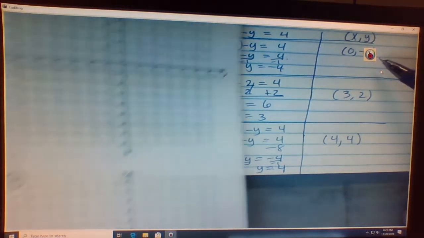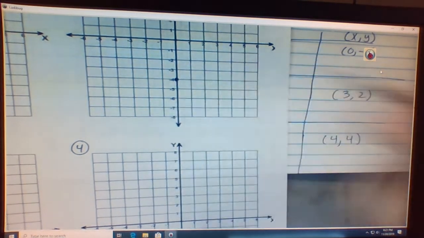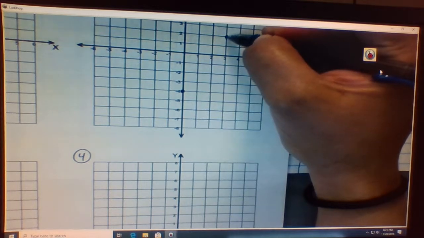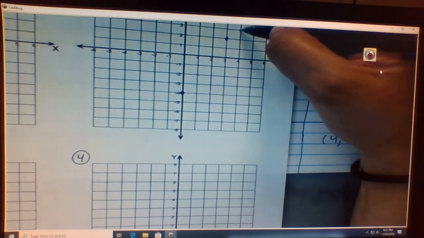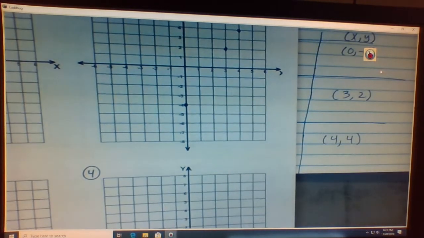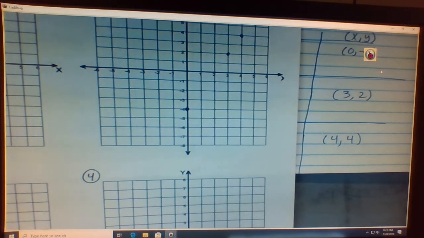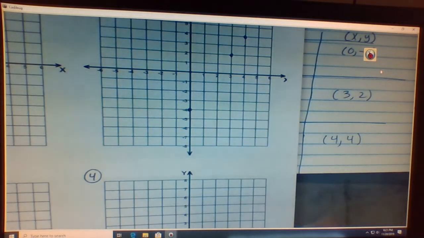So I'm going to graph 0, negative 4. 0, negative 4 is there. 3, positive 2 is here. And 4, positive 4, is there. Can I draw a straight line between those 3 points? Yeah. Even though people want to say we're just picking numbers and putting them in? Yeah, you're just picking numbers this time.